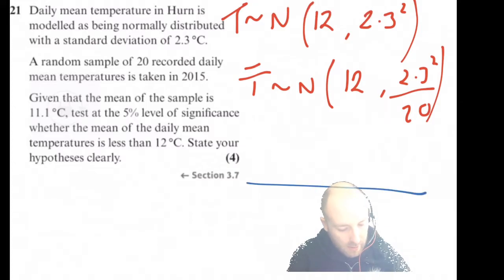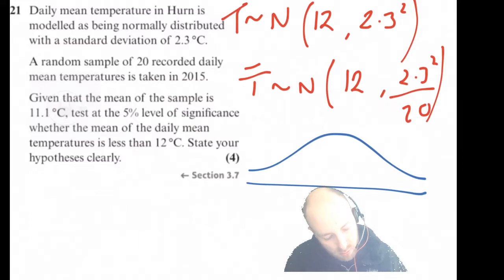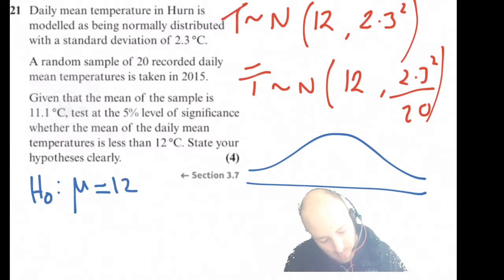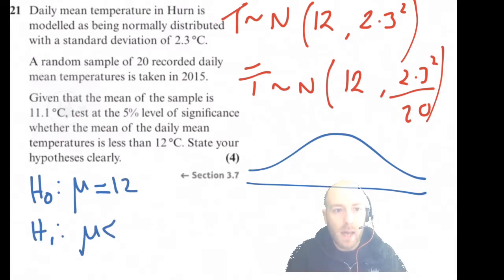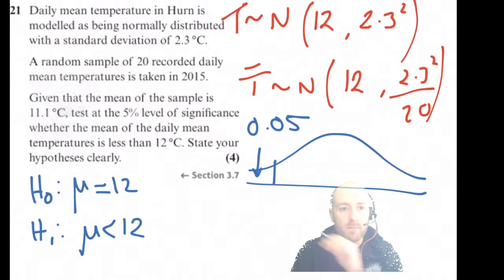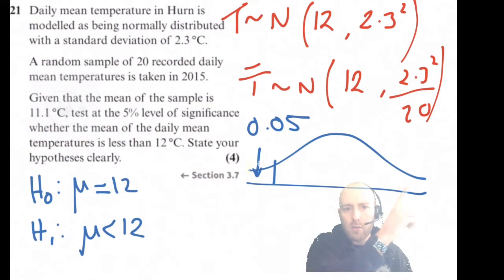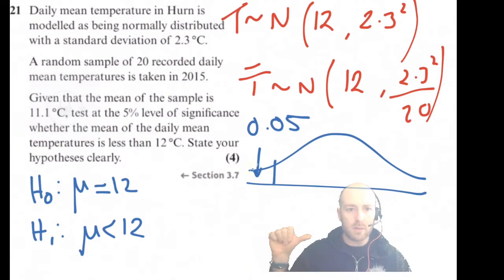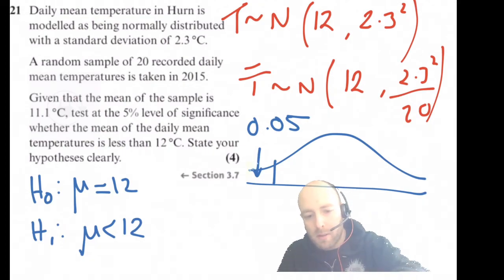And we're testing whether it's less than this. So H0, mu is 12, H1, mu is less than 12. And we're looking at 5% level, so that's going to be this bit here. It's going to be 0.05. That's our critical region up here. That's what we're doing. See, Ollie, I don't think your critical region is right. I think you've done up here, but it's less than, as you can see, over there. Less than.